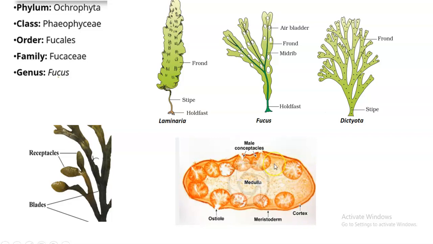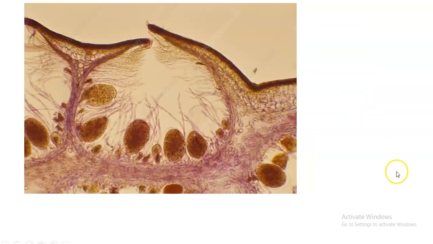These conceptacles will be having the reproductive structures, antheridium and oogonium. This particular FUCUS may be either monoecious or dioecious, that is homothallic or heterothallic in terms of containing the sexual organs. That is, in some common species like FUCUS vesiculosus, the particular sex organs are found in the same thallus. That is, the male and female will be found in the same thallus.